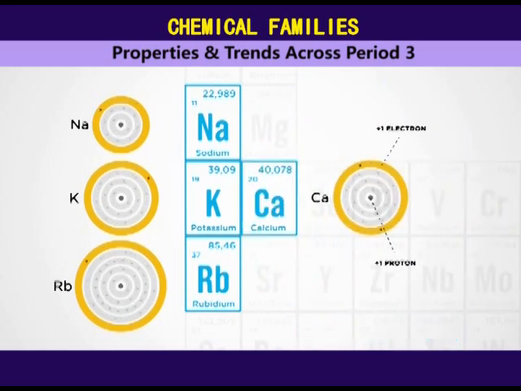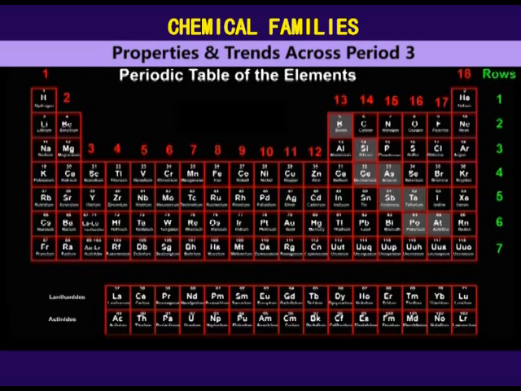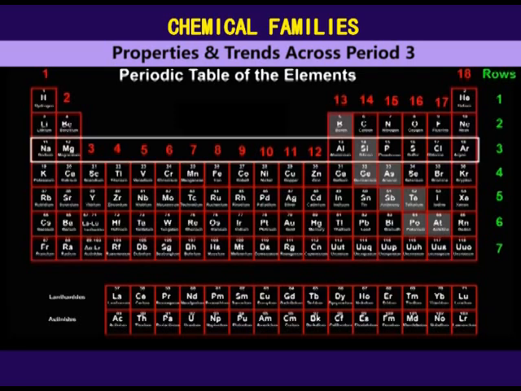And this we can illustrate by considering elements in period 3 from left to right. The elements in period 3 are sodium, magnesium, aluminium, silicon, phosphorus, sulfur, chlorine, and argon.